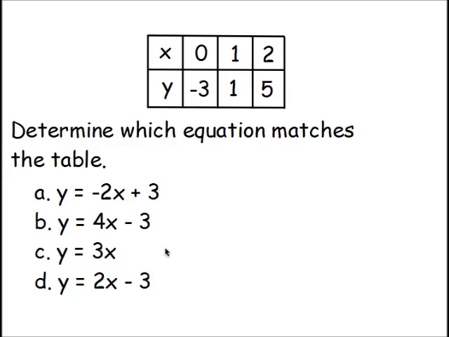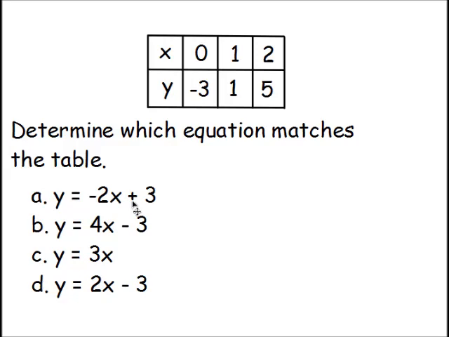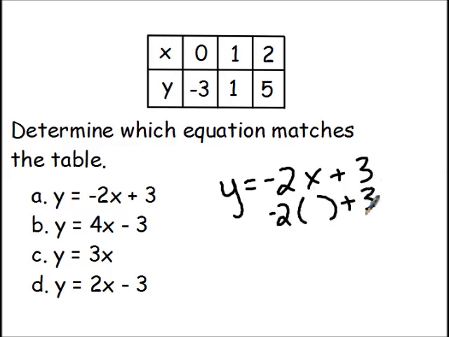So let's start with answer choice A. We have y equals -2 times x plus 3. So -2 times our x value plus 3. What's our first x value? X values are right here, so our first one we'll use is 0. Now, -2 times 0 is 0, and 0 plus 3 is equal to 3.